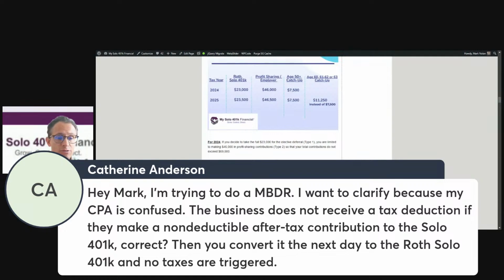Well, with all due respect, we find out that a lot of CPAs are confused because they just go to college to study 401k plans. I mean, the solo 401k plan, not all CPAs and professionals really understand them. That's why they generally work with a company like ourselves that really hones in on solo 401k plans.